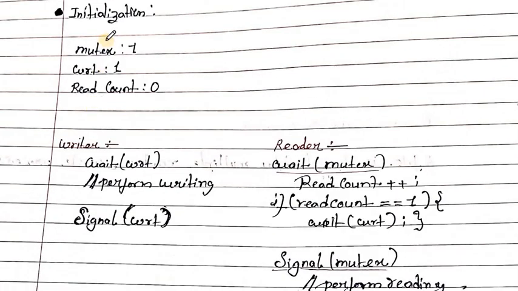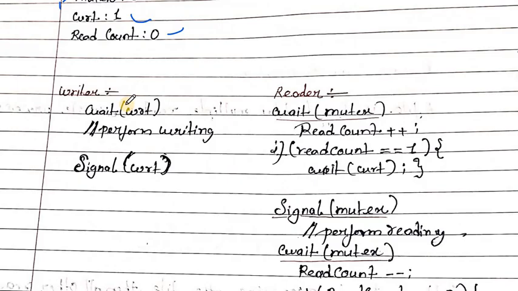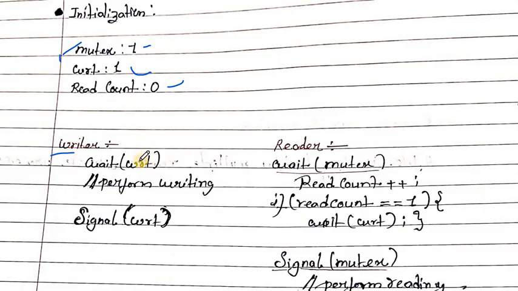Here is the initialization: mutex is 1, write is 1 and read count is 0, meaning readers are 0, writers are 1, and mutex 1 means open. Yes, reading is allowed. Now when the writer comes, wait WRT: the wait function decrements write, so write becomes 0 and the writer is performing writing.